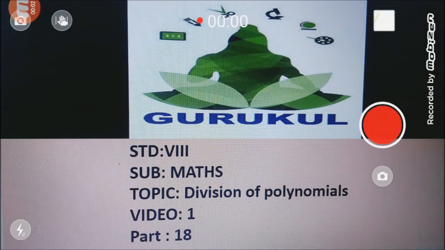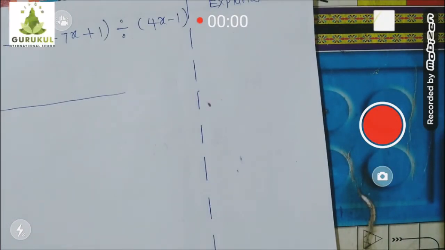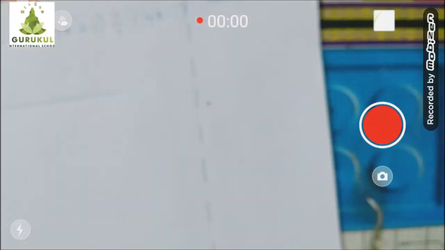Good morning children. Let's take one more example of division of polynomial by binomial. Here you can see I have taken the 7th example, which is a little difficult. Pay attention.